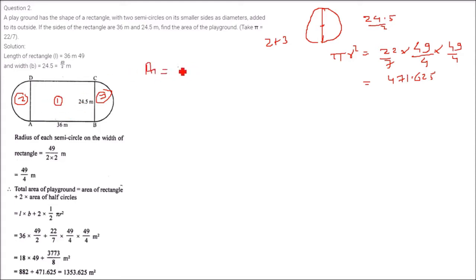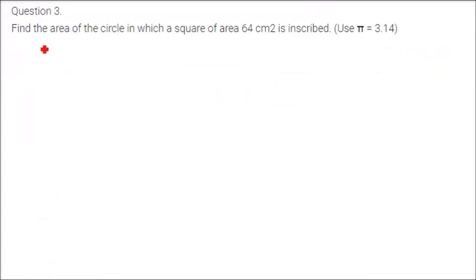And now this first part, which is length into breadth. So the area of this middle region, that is area of 1, will be equal to 36 into 24.5, and this is going to be 882. And we add these two, we just add this 882 here, and we get 1353.625 meters squared.